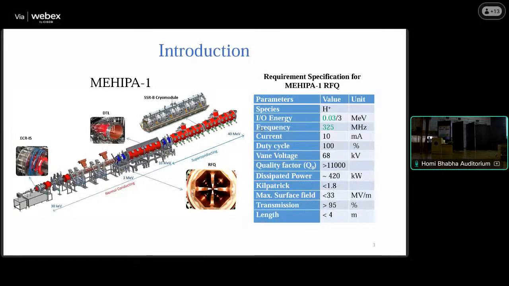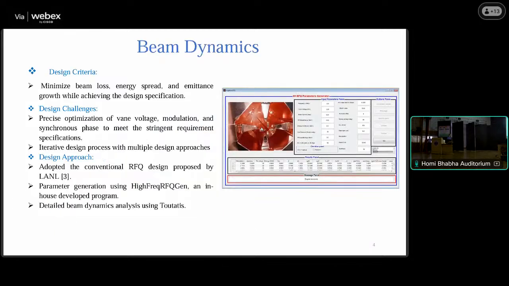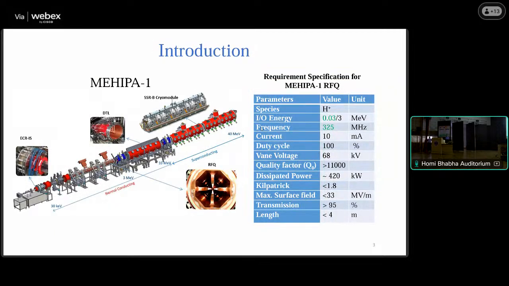This is the MEHPA-1 layout. Dr. Rajesh Kumar has already told about this MEHPA-1. The RFQ is the first accelerating structure, which will accelerate the 30 keV beam to 3 MeV in the normal conducting section. The table here represents the requirement specification of the MEHPA-1 RFQ.